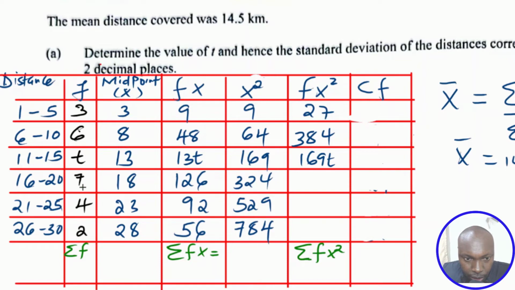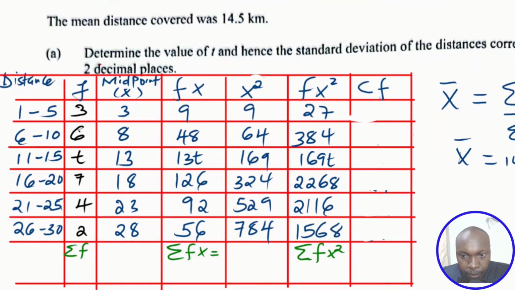The other one is 7 multiplied by 324. 7 multiplied by 324 will give 2268. Then 4 multiplied by 529, we get 2116. And then the other one is 2 multiplied by 784, we get 1568.